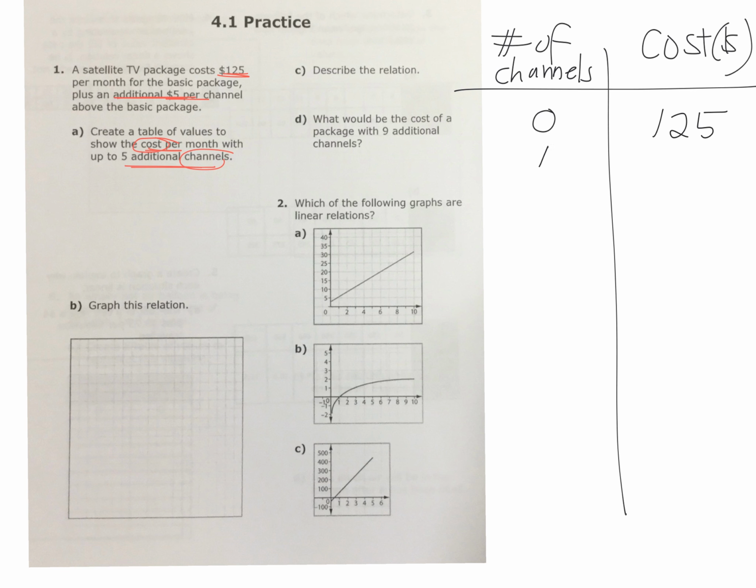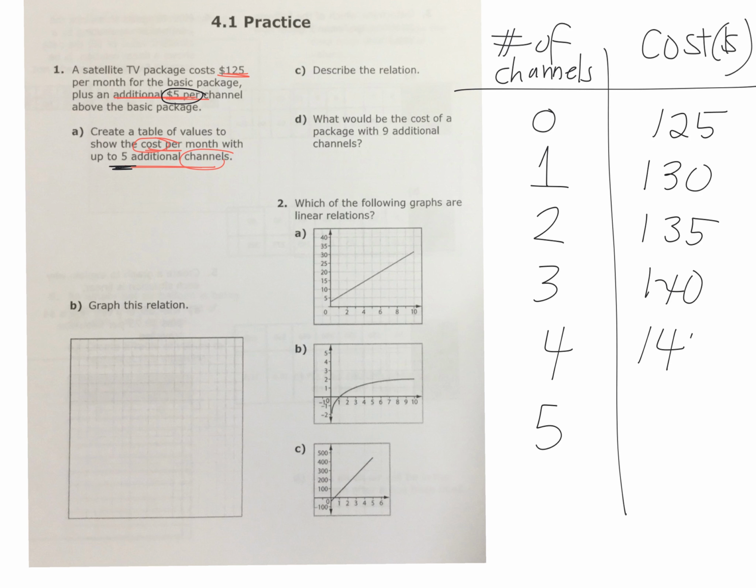If you added another channel, how much more do you have to pay for a channel? $130. You're paid $5 per channel, so it's going to increase by $5. What's 125 plus 5? 130. We need to make this up to 5 channels: 2, 3, 4, 5. What happens every single time you add a channel? It increases by 5. Good. So 130, 135, 140, 145, 150.